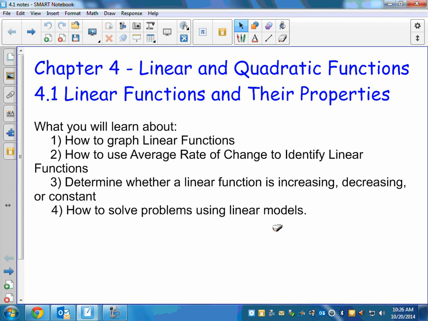Linear functions, we've already done that. How to use average rate of change to identify linear functions. Rate of change means slope, which means we're going to use slope to talk about how we can tell if something's linear or not without looking at the graph or maybe the equation. We're going to talk about increasing, decreasing, or constant, which we just did on our last test, but maybe in terms of linear graphs, and some story problems. So let's see what we can get through today here. We have a half hour.